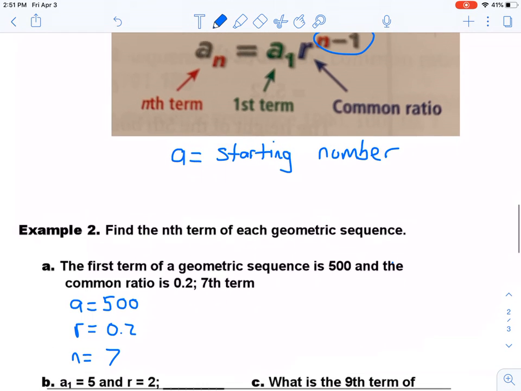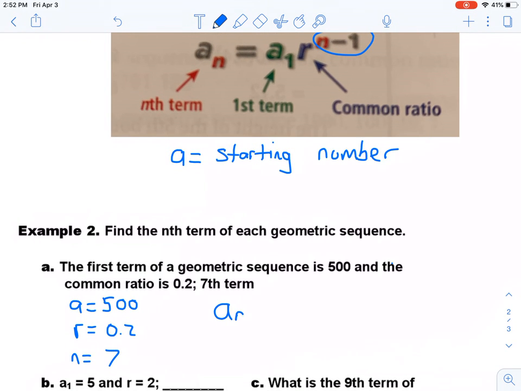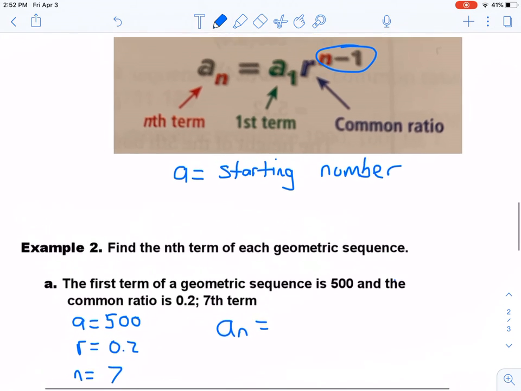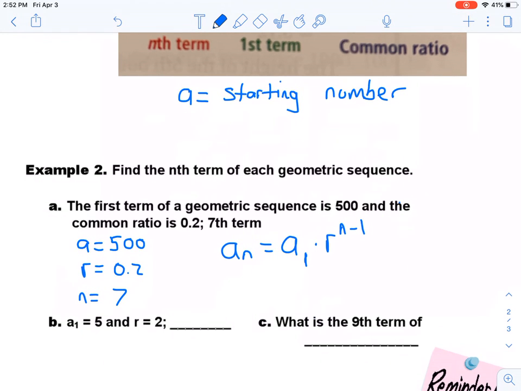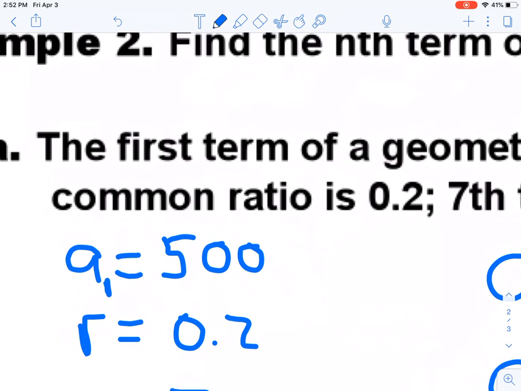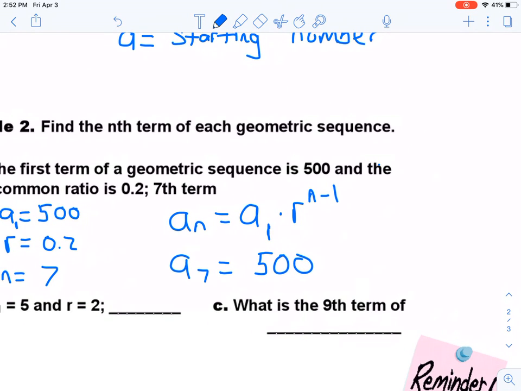Okay, so you know me, I like to write the formulas. So A sub n equals A sub 1 times R to the n minus 1 power. Well, if I fill everything in, A sub 7 is going to be equal to, our starting term is 500. I actually should list this right here as A sub 1. Starting term is 500 times 0.2 raised to the 6th power.